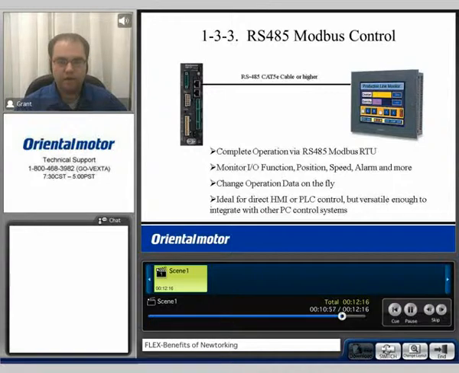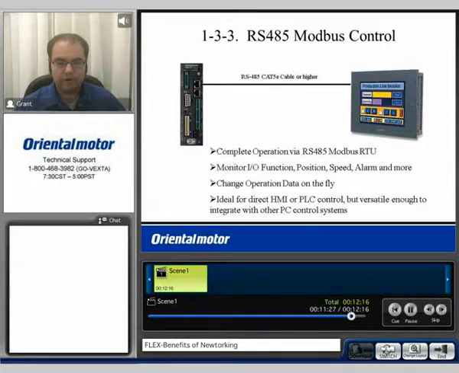And finally, the unit is available to have general Modbus RTU control over RS-485. You can access all of the same functions and features that you can have access to utilizing the software or the digital operator, but using Modbus commands. You can also monitor the physical I/O. So not only can you do direct motion commands, but you can also monitor general inputs and outputs from the device as well.